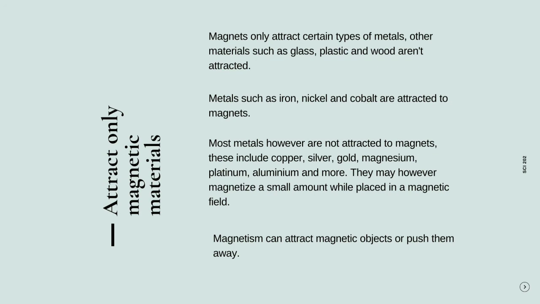Metals such as iron, nickel and cobalt are attracted to magnets. Most metals, however, are not attracted to magnets. These include copper, silver, gold, magnesium, platinum, aluminium and more. They may, however, magnetize a small amount while placed in a magnetic field. Magnetism can attract magnetic objects or push them away.